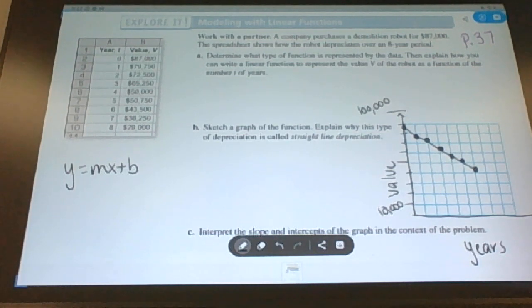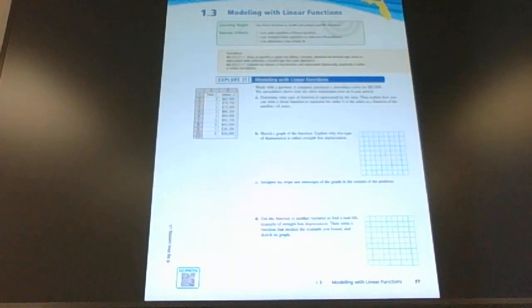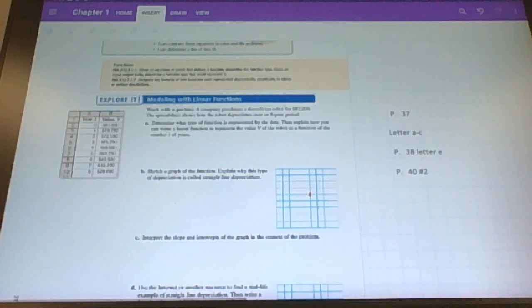Start taking suggestions from the room here. So here's my graph. It says determine what type of function is in the data, and then it actually says in the very next sentence, explain how to write a linear. Oh, that's my graph. I am not happy about that.